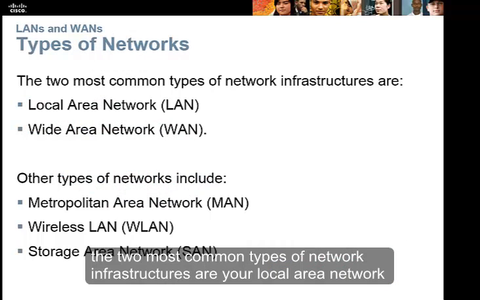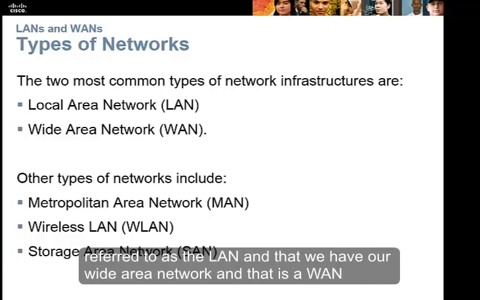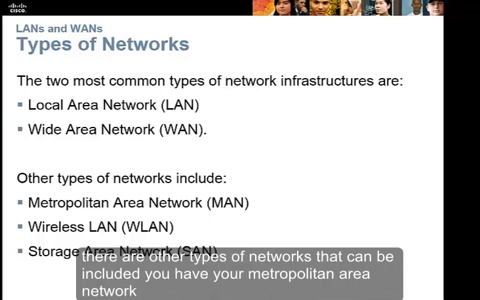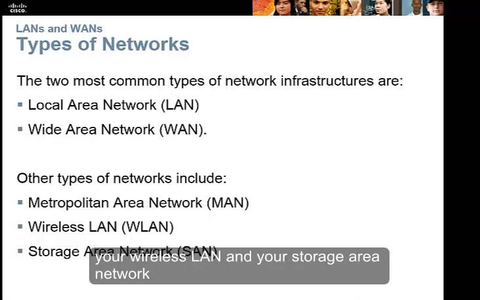The two most common types of network infrastructures are your local area network, referred to as a LAN, and then we have our wide area network, and that is a WAN. There are other types of networks that can be included. You have your metropolitan area network, your wireless LAN, and your storage area network.